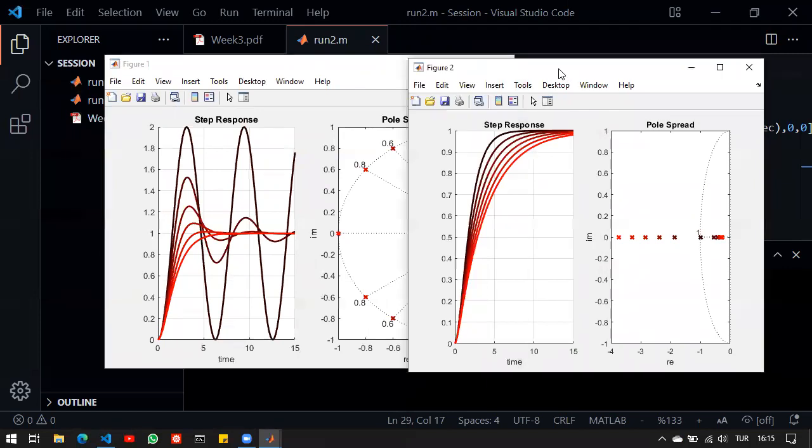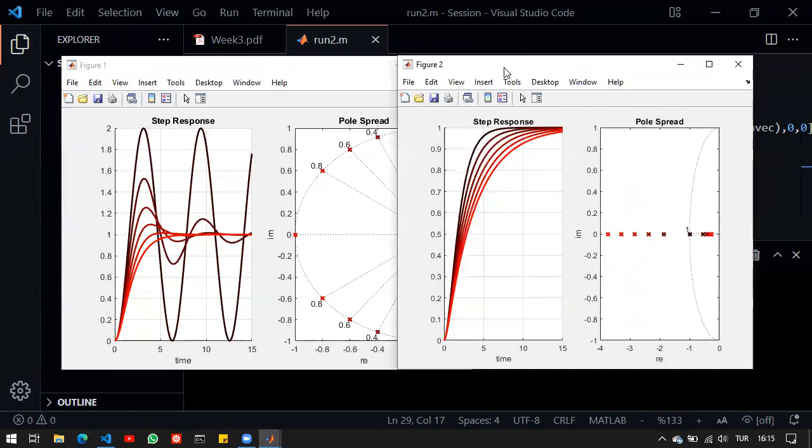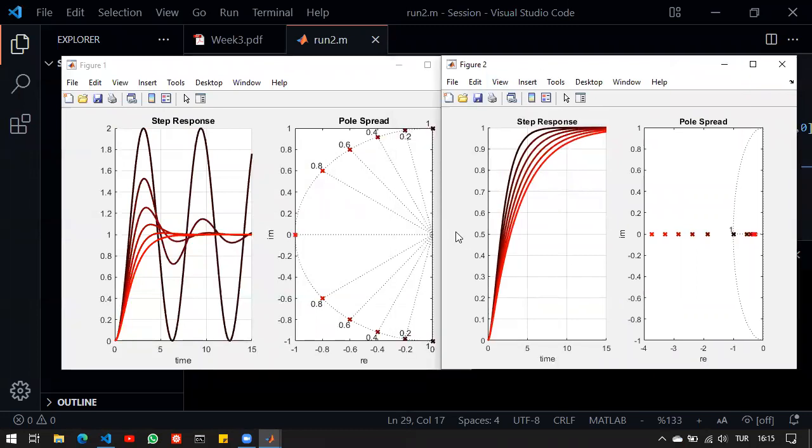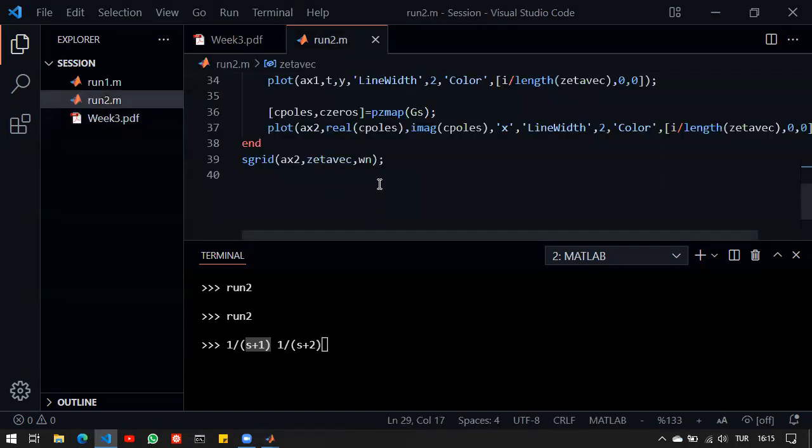So this is the most important case that we should analyze, because we will use zeta and omega n value pairs most of the time in order to determine the transfer function that we need. So let's see what we have. Now we have C here, where we change omega n and fix zeta. So let's quickly do that.